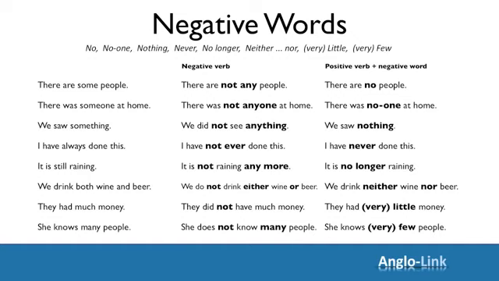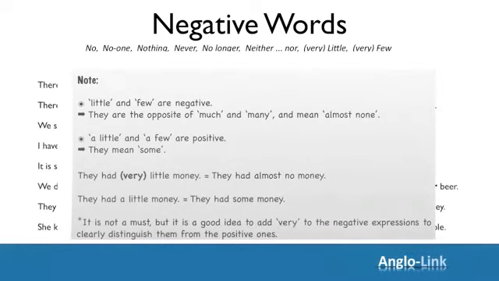Let's just stay with the words little and few for a while, because it's important that you note this little point. Little and few are negative. As you have just seen, they are the opposite of much and many, and mean almost none. If you add the word a to these words and say a little and a few, they become positive. They mean some. So you've got to be really careful which one you use.